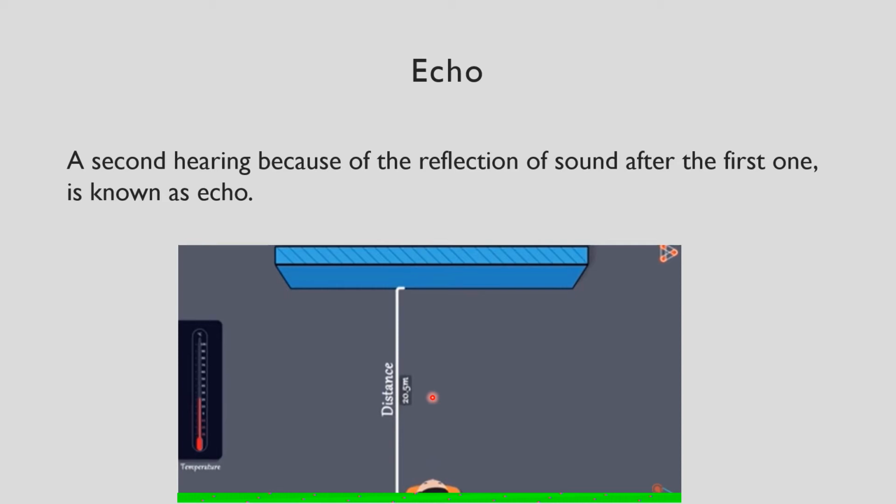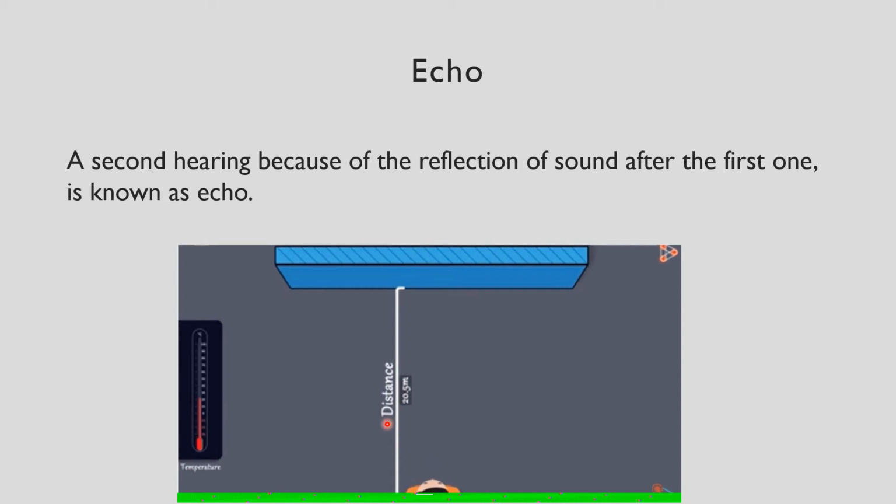So when the distance between you and the obstacle is more than 17 meters, then that sound can maintain the time gap of 0.1 second. So that is why you hear the same sound again and again. So I think you will understand it clearly here. The distance between the person and the obstacle is 20.5 meters. That means it is more than 17 meters.